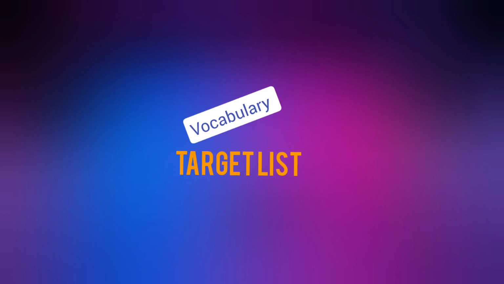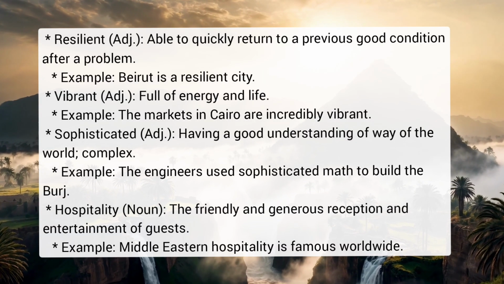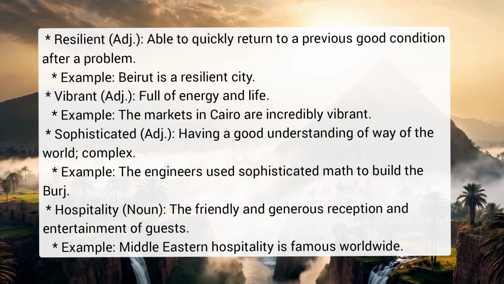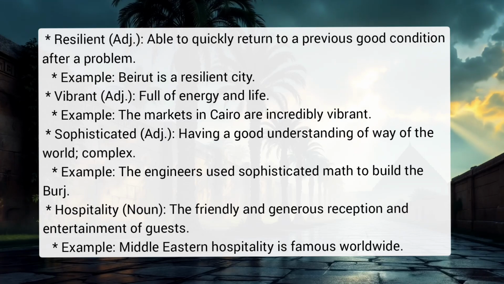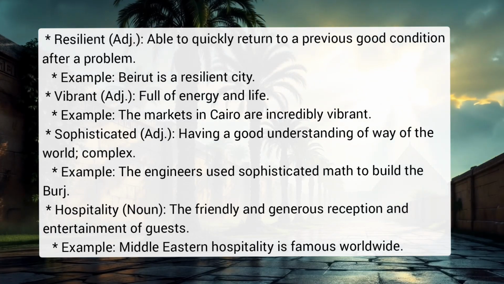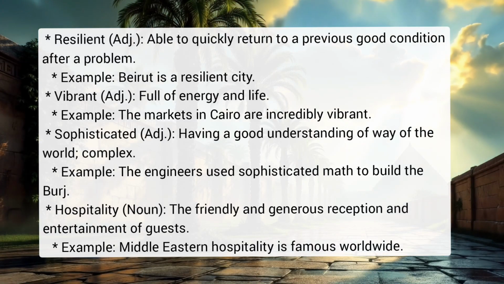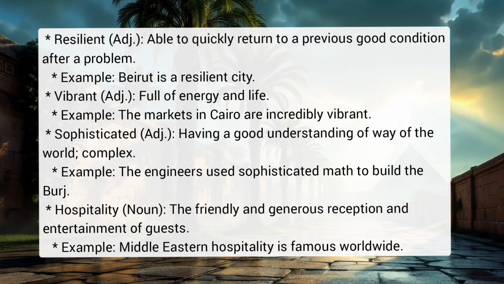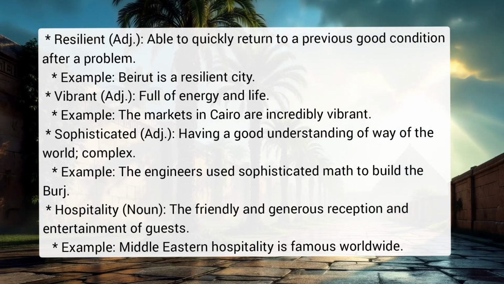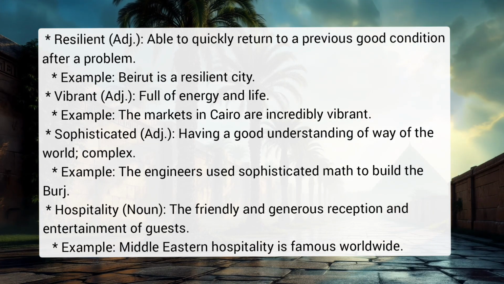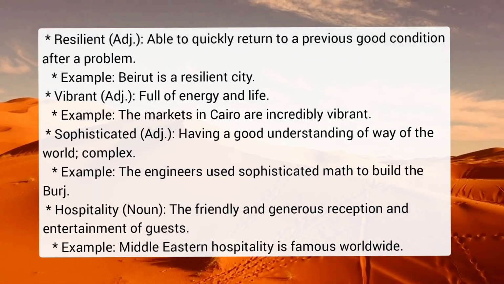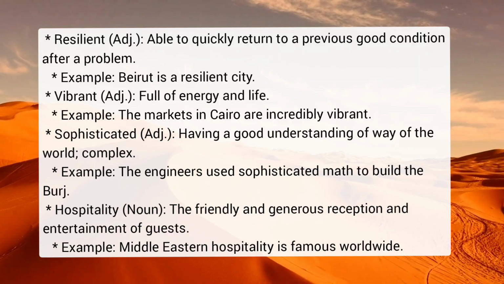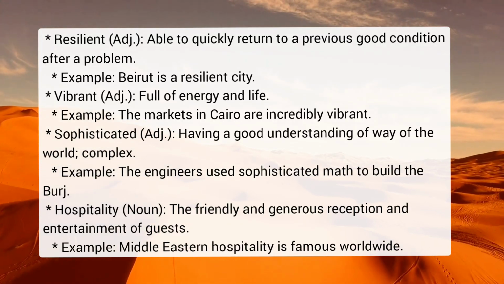The vocabulary vault, target list. Here are the most important words from our journey. Try to use them in a sentence today. Resilient, able to quickly return to a previous good condition after a problem. Example, Beirut is a resilient city. Vibrant, full of energy and life. Example, the markets in Cairo are incredibly vibrant.